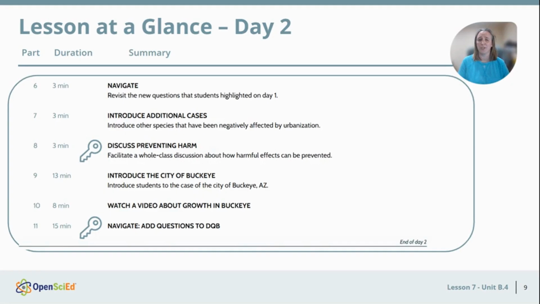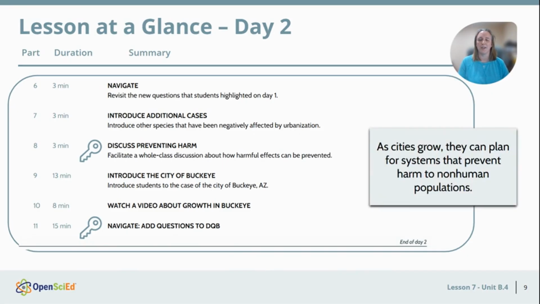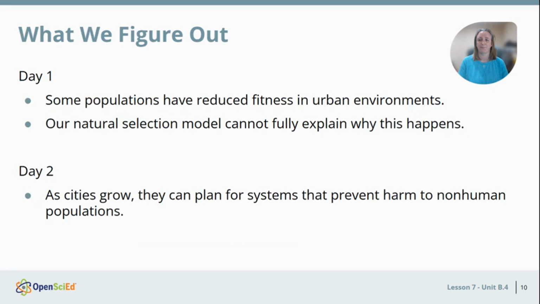The second lesson chunk occurs on day 2. Students have been asking questions about urbanization and the effects on non-human populations. We learn that the Florida panther is not the only species affected by urbanization. We learn about the mountain lions in the west and are introduced to Buckeye, Arizona, a city that is focused on protecting biodiversity as urbanization happens. Through discussions from a visual inquiry using Google Slides, students figure out that as cities grow, they can plan for systems that prevent harm to non-human populations. This will lead us to our next lesson when we study how fragmentation can affect non-human populations.